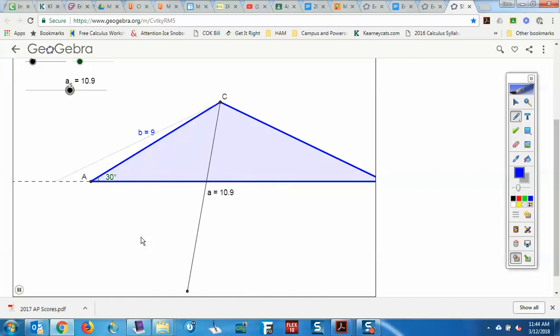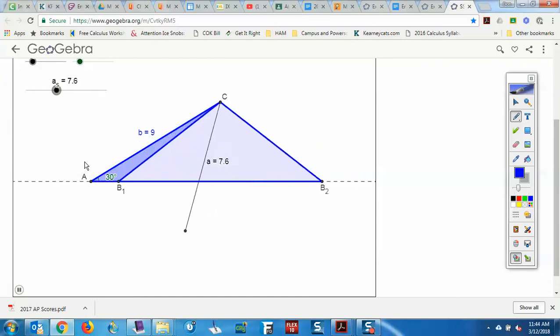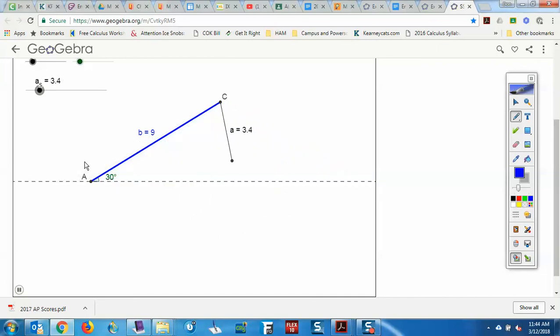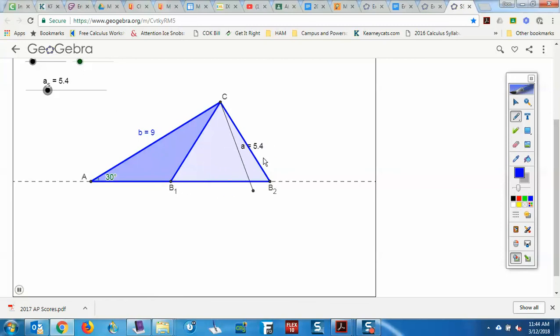Okay. But I think this visual could be helpful for you in deciding if there's no triangle, 1 triangle, 2 triangles, and then potentially it keeps getting, if it's too big, then you're back to just 1 triangle. If it gets bigger than that other side, 9, then it's, okay?